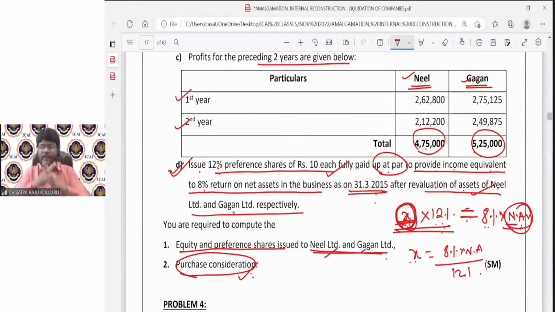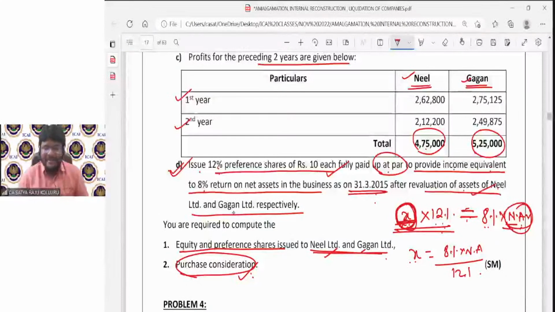Now, first of all, after reading the entire problem, I'll ask you one question. What is the method of PC? Just let me know, guys, all of you. No one is providing any answer here in the chat box. Is it lump sum method? Is it net payments method? Is it NAV method? Is it intrinsic value method? Still, I am waiting for the answer. I am asking the question again. One student is asking me, sir, which method is applicable?